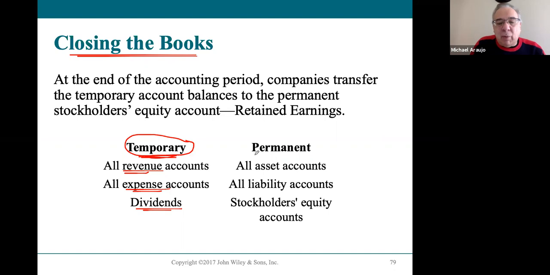That doesn't happen with any of the balance sheet accounts. So the balance sheet accounts never go through this process of being closed because they don't measure a period of time. Okay, the closing has to happen because we're out of time, right? We can only go for 1 year and then we have to stop. We have to close that year. And so that's why these accounts go through this process and the permanent accounts do not.